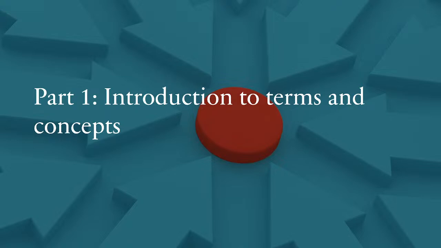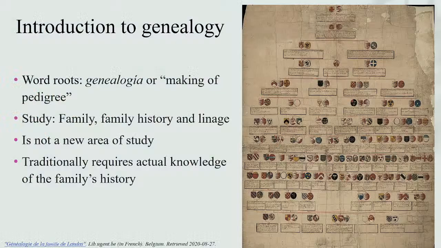I don't know about you guys, but for me, it was a little bit confusing at first. So I will start with the basics. What are we dealing with today? Well, we're dealing with genealogy. The word comes from Greek, from the word genealogia, which is making a pedigree. This is a study that focuses on family, family history, and lineage. It is not a new area of study.